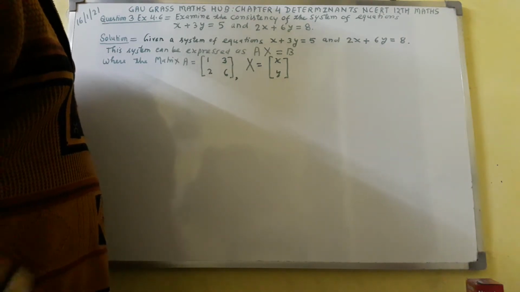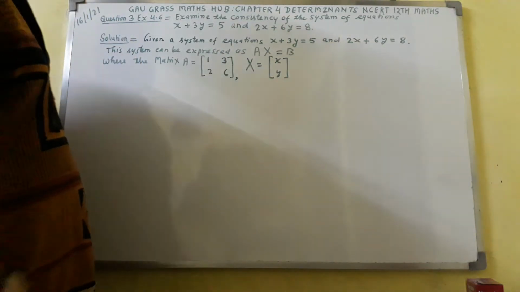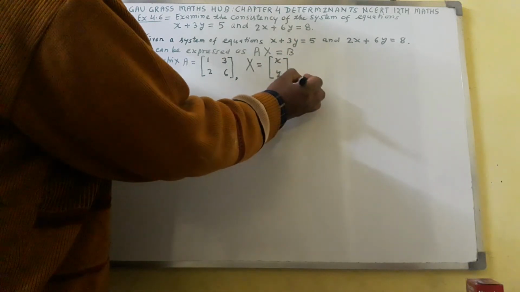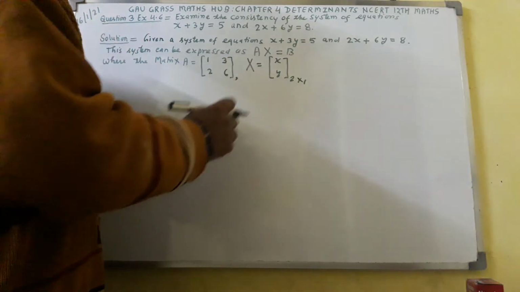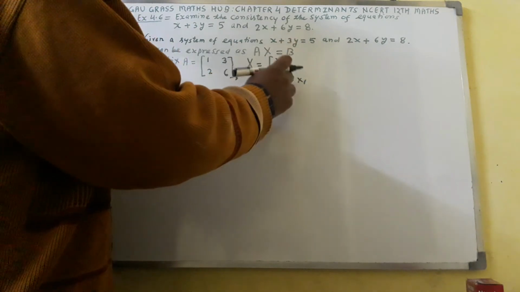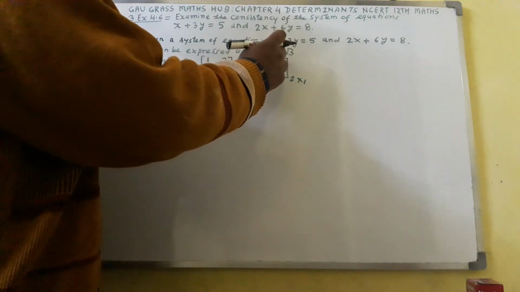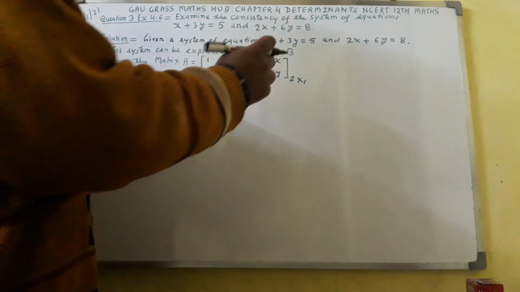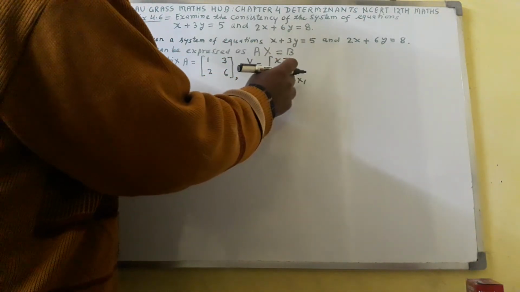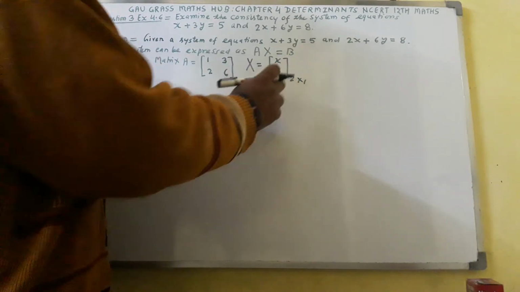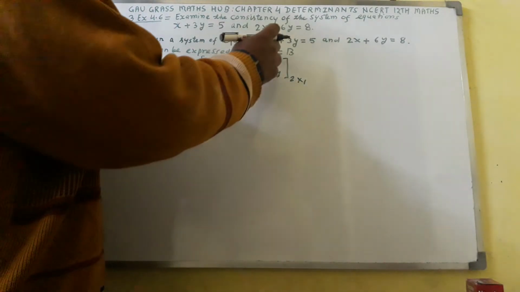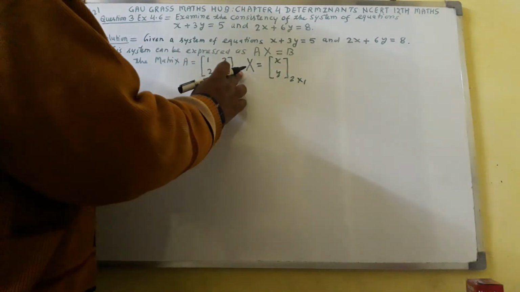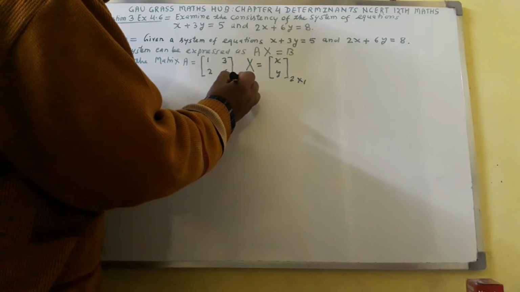This is a matrix of order 2 cross 1, because in this matrix there are two rows, first row and second row, and only one column. I have written 2 for the rows, and there is only one column, so I have written 1. Also the matrix A is of order 2 cross 2.